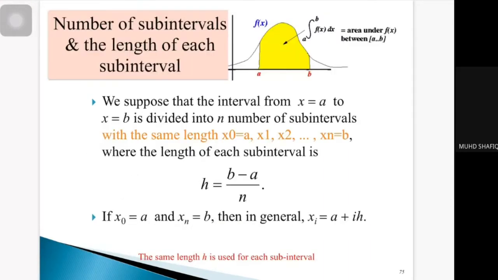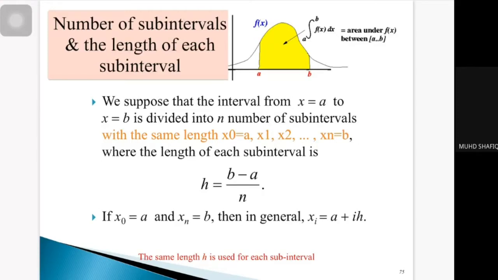This is your graph. For example, you have this graph. So basically, numerical integration represents the area under the graph from A to B. This is a definite integral. We have the lower limit and upper limit. So now you want to find the area under this graph f(x) between A and B. So what is the number of subintervals and the length of each subinterval?